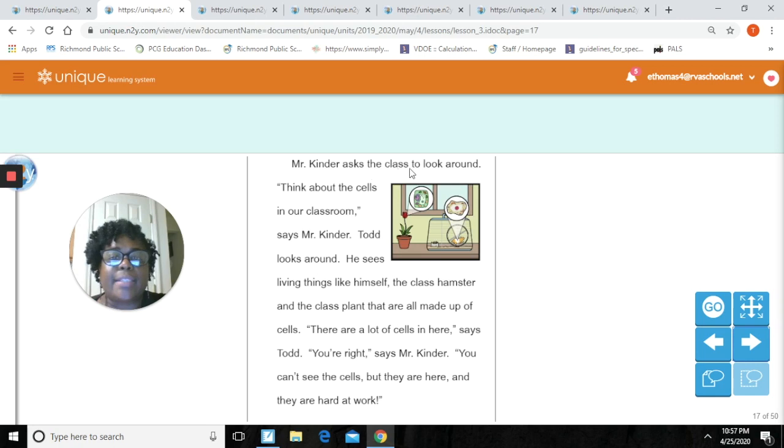Mr. Kinder asked the class to look around. "Think about the cells in our classroom," says Mr. Kinder. Todd looks around. He sees living things like himself, the class hamster, and the class plant that are all made up of cells. "There are a lot of cells in here," says Todd. "You're right," says Mr. Kinder. "You can't see the cells, but they are here, and they are hard at work."